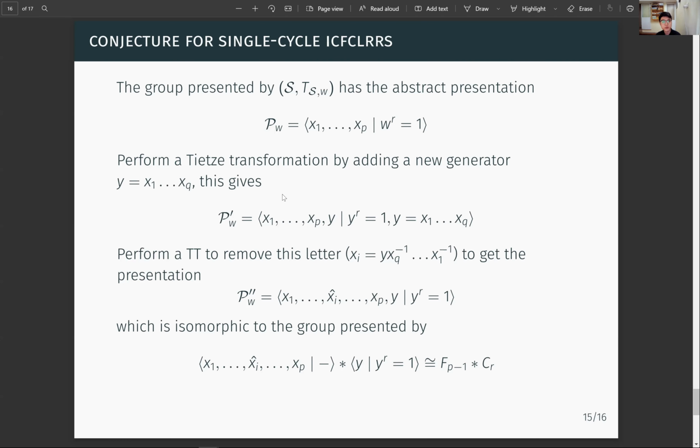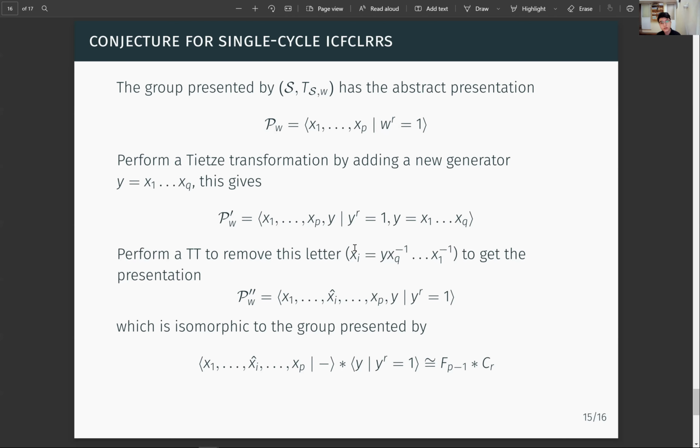We can perform a Tietze transformation by adding a new generator y equals x1 to xp. This is allowed since we can add a generator that can be expressed as a word in the original generators. So basically y is equal to W, so y to the power of r is also equal to 1, and we have the additional y in the generators.